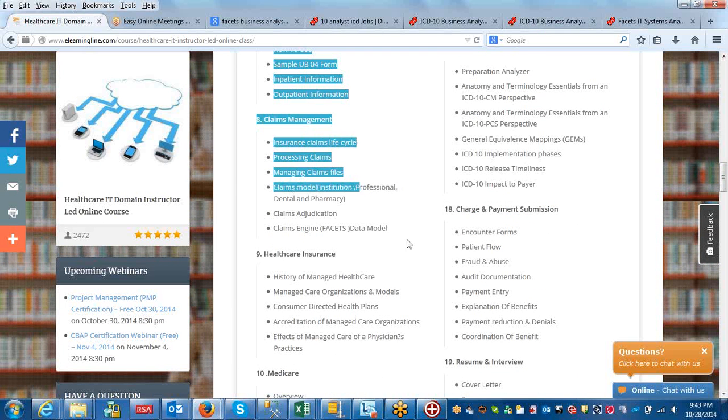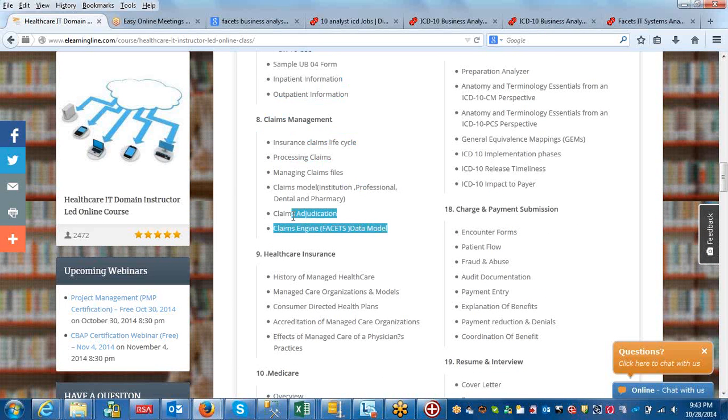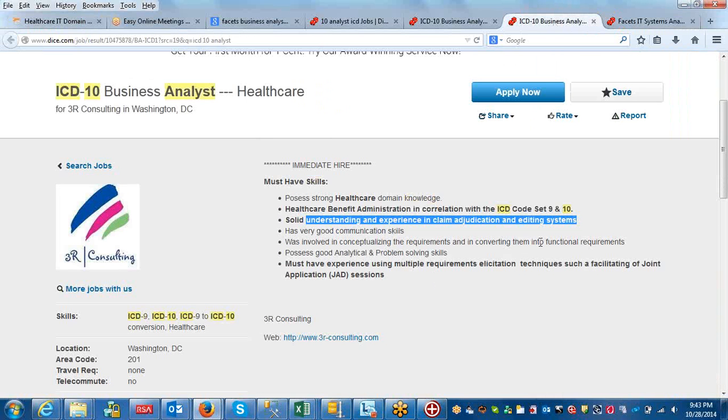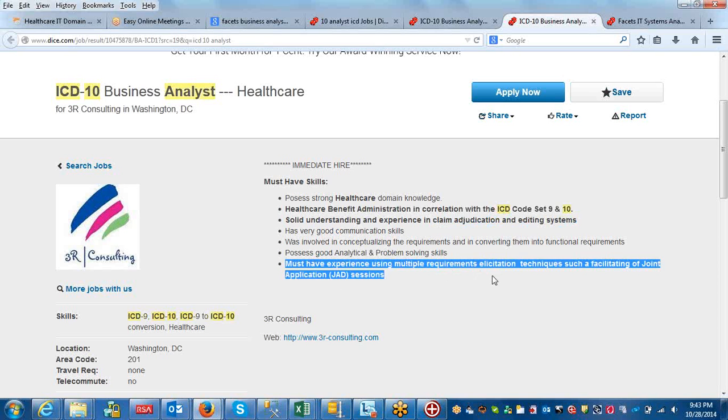So this complete session, which is session number 8, look at it. We will tell you what the different types of claims are, how to manage the claims file, and what happens in the claim adjudication. So we will help you understand that. And then good communication skills, and these are pretty generic things. So claim adjudication is a very big chapter, and the editing system is all you are learning as part of it.